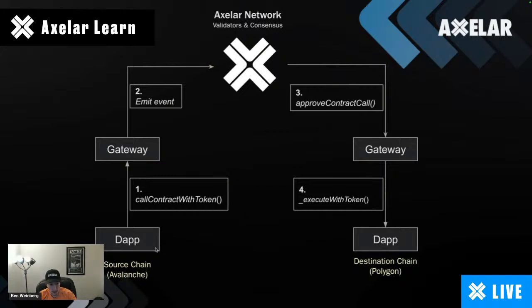So one more time, I'll go through this because that was a lot. Our dApp interacts with the gateway contract via the callContractWithToken function. The gateway emits an event, which goes to the Axelar network. The Axelar network comes to consensus about the message that was sent and marks it as approved. Once it's marked as approved, it's picked up by the gateway contract on the destination chain. And then a relayer triggers the executeWithToken function, which is implemented in our own dApp.